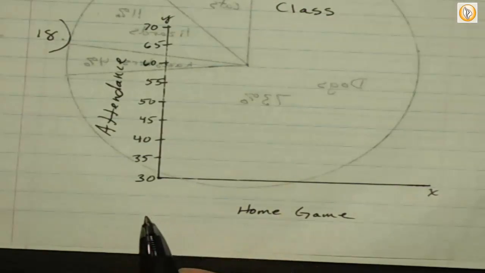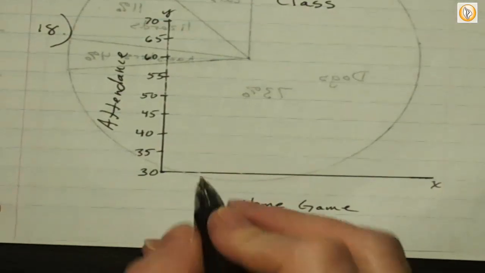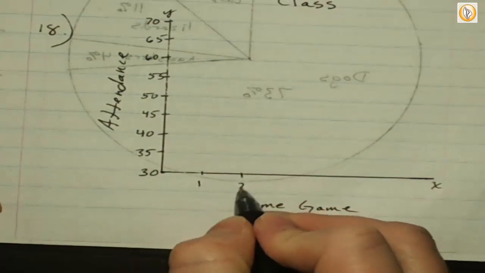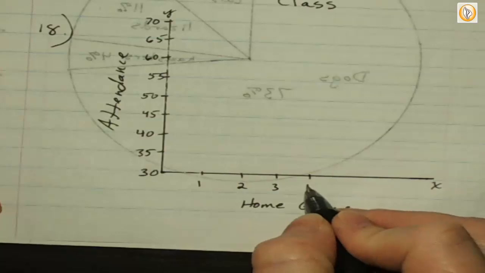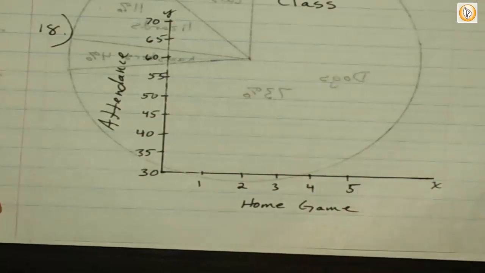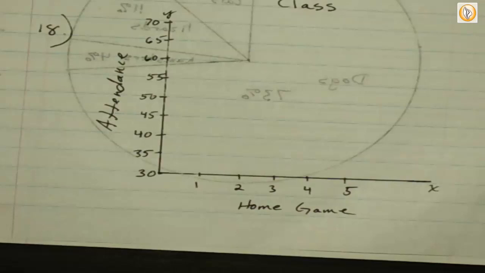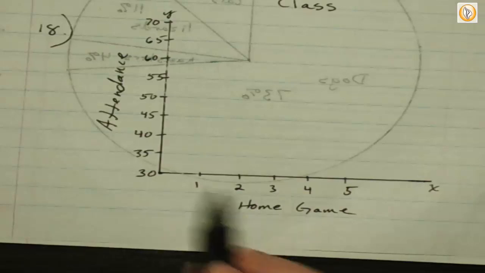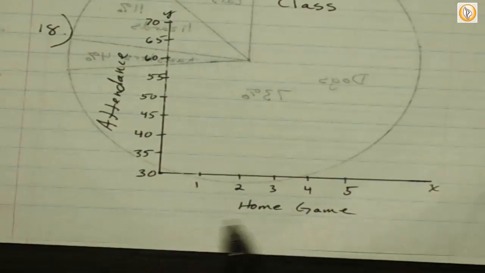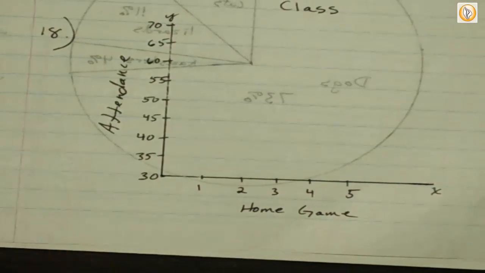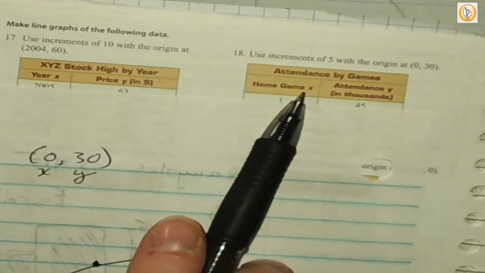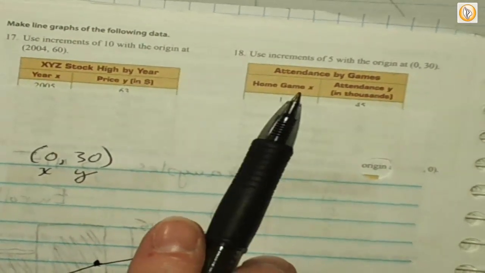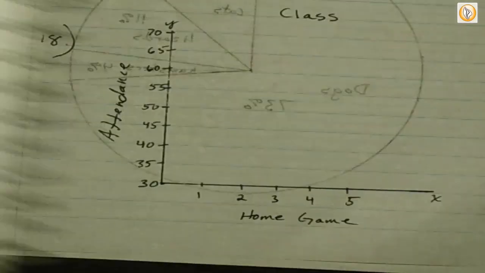So home game X is 1, 2, 3, 4, 5. So I'm going to do 1, 2, 3, 4, and 5. Do y'all understand what I'm doing here? Does everyone understand why I chose home game down here? Because if you look in the book, it literally says right there, X. Home game is going to be on the X axis and attendance will be on the Y axis.